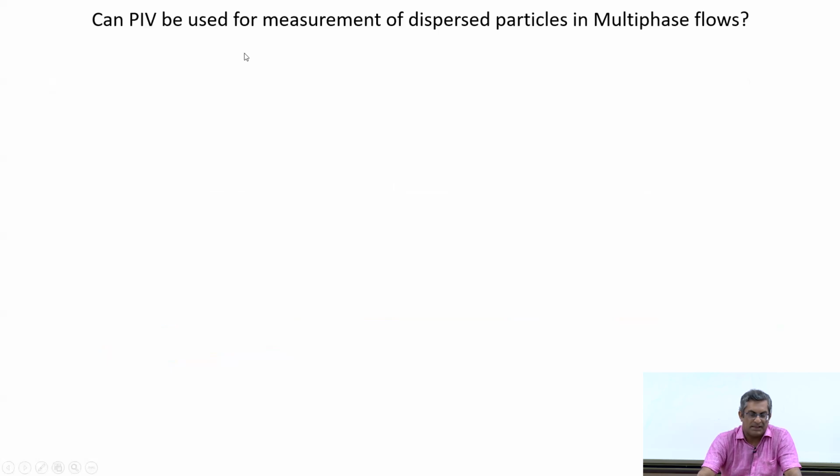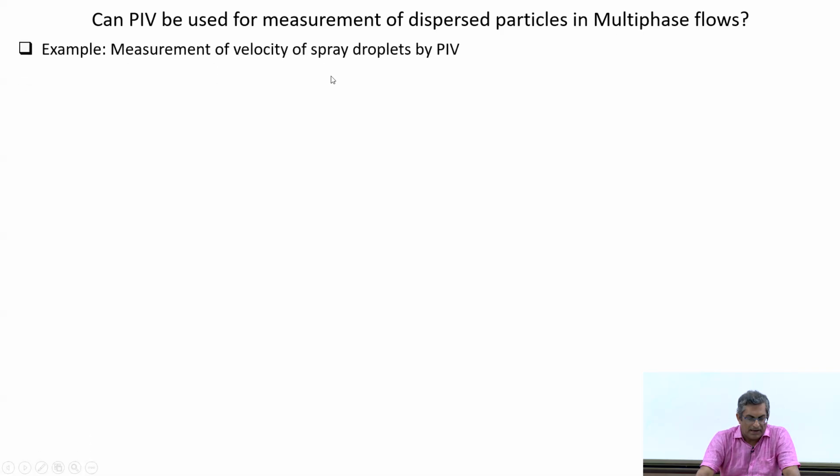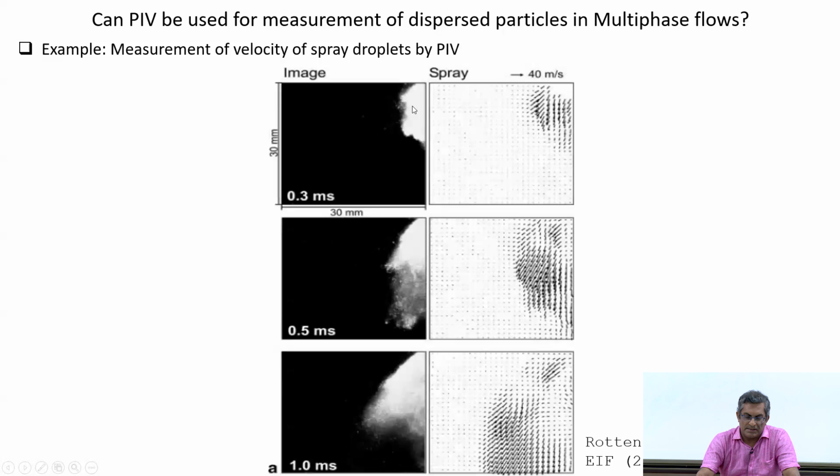Now the question is, can we use PIV for measurement of dispersed particles in multiphase flows? Now you have dispersed multiphase flows where you have particles. So can we use PIV to measure particle velocity? Let's see. For example, let's consider measurement of velocity of spray droplets by PIV. This is a spray by an injector, basically an IC engine injector, and you see how the spray develops with time here.